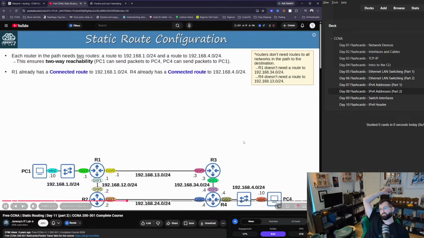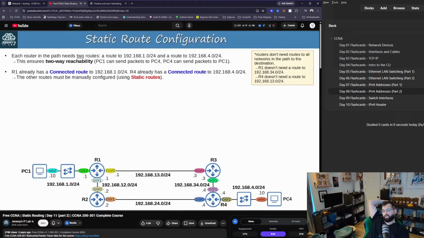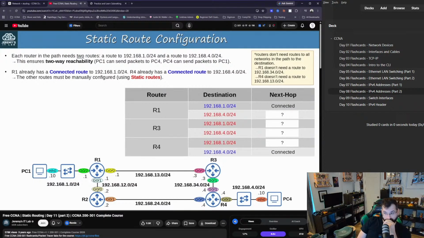Okay, continuing on. R1 already has a connected route to 1.0/24, and R4 already has a connected route to 4.0/24. However, the other routes must be manually configured using static routes. Before we get into actually configuring static routes, let's plan out the routes we will configure. Here's a chart of the routes R1, R3, and R4 need to allow PC1 and PC4 to communicate with each other. See, there's the next hop. In blue are R1. So here's R1. We're right here.